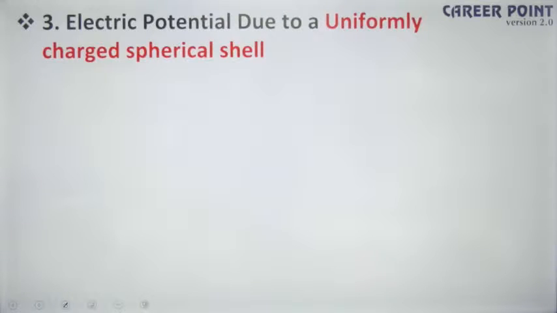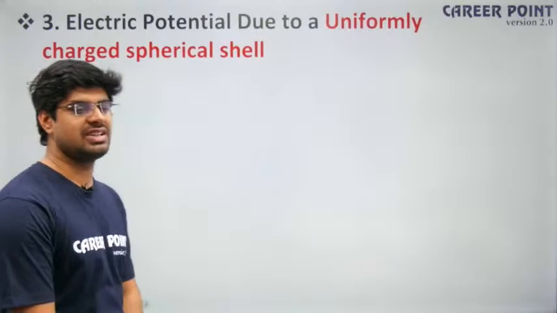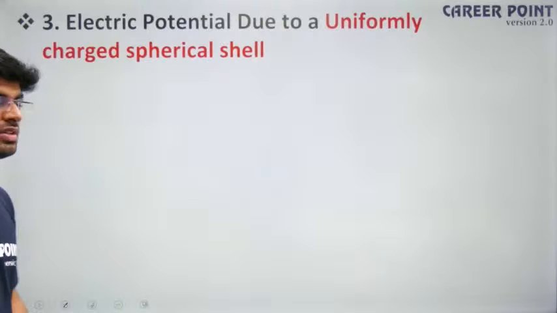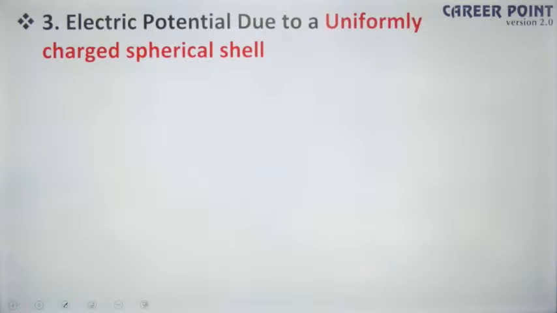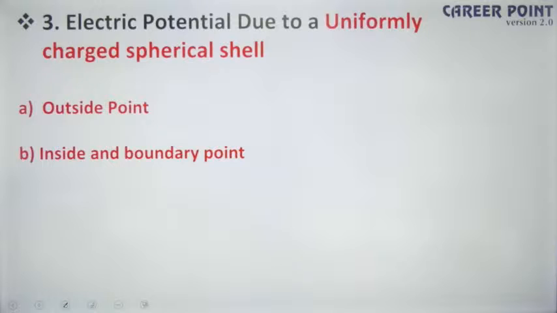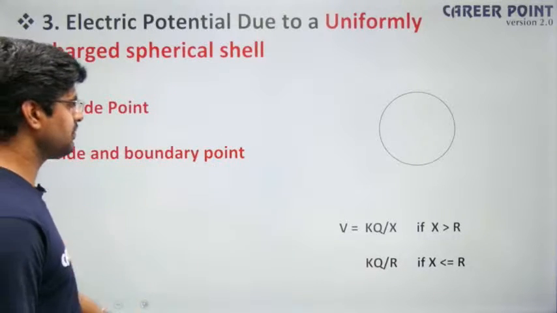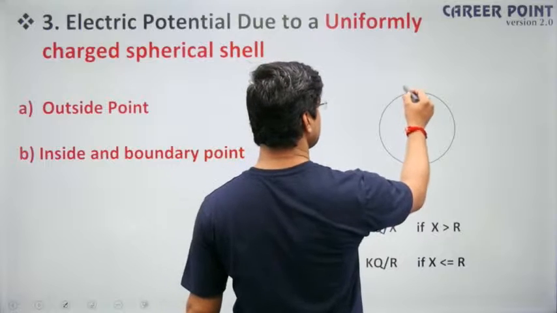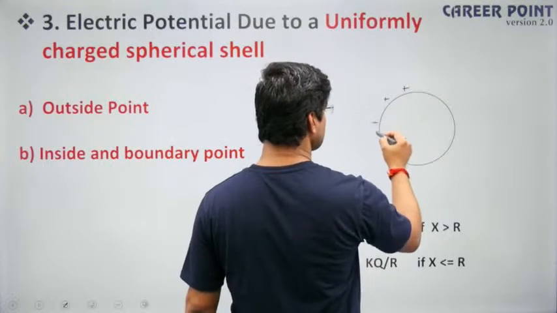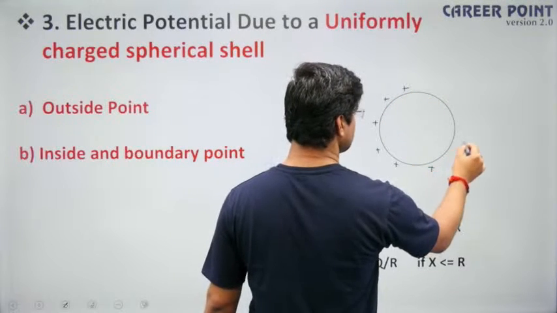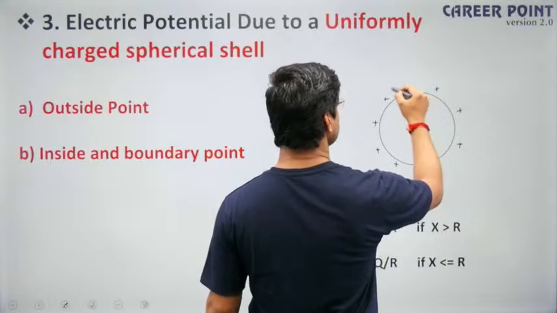Now if I have to find electric potential due to a uniformly charged spherical shell, what are we supposed to do in this? We consider an outside point, and an inside and boundary point. For an outside point, how are we supposed to write electric potential? Suppose positive charge +q is distributed all over the surface.